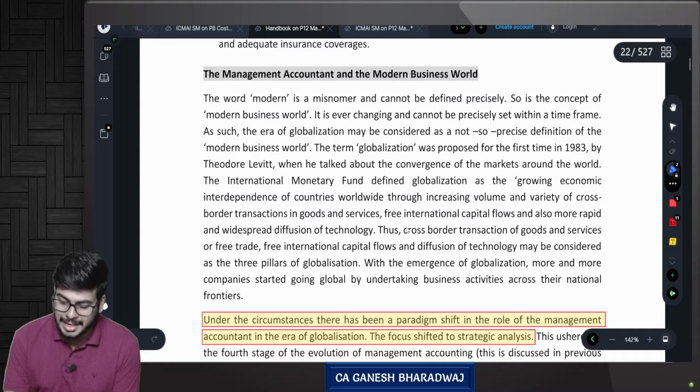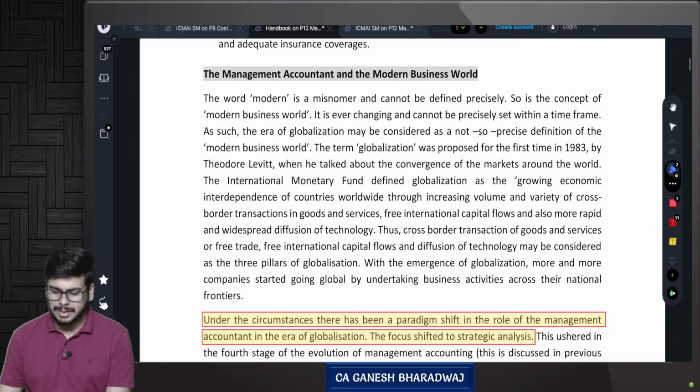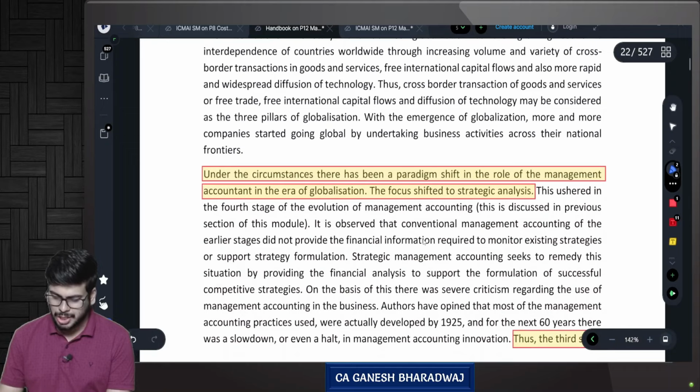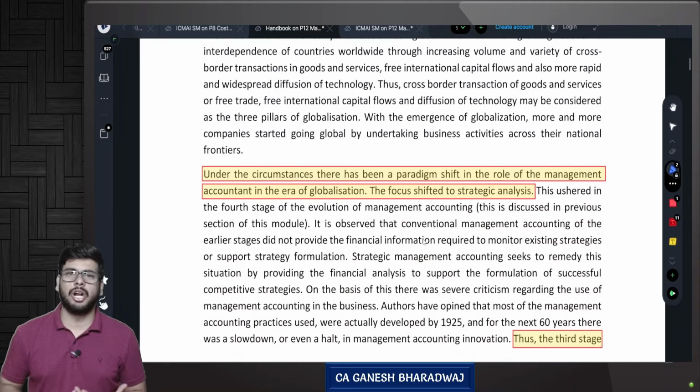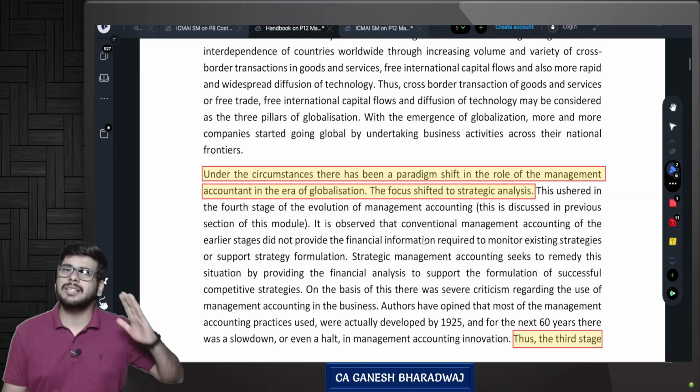Now, management accountant and the modern business world. They have just mentioned it here. So now you know that there have been a lot of changes, technological advancements. It is not the same as it used to be before.